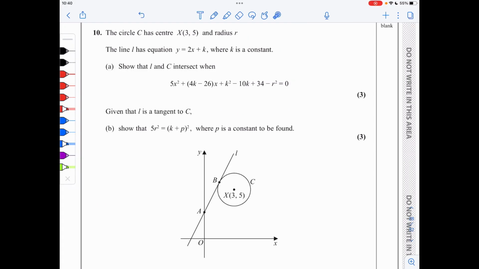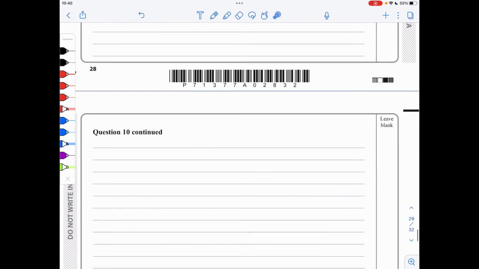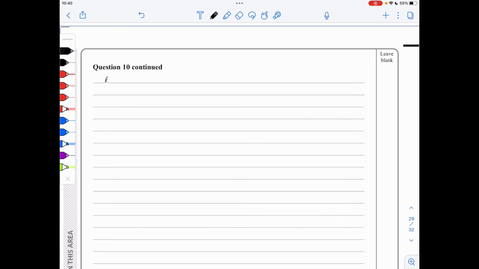In question 10, we've got a circle centered at (3, 5), radius r, and a straight line y = 2x + k, and we need to show that L and C intersect when this relationship holds true. So we start with the circle. We know that it's centered at the point (3, 5) and has a radius r, and therefore its equation will be (x - 3)² + (y - 5)² = r².